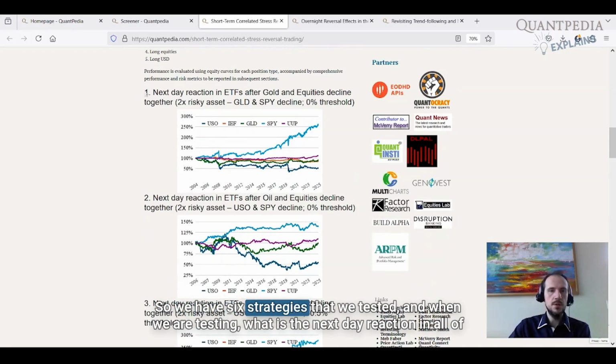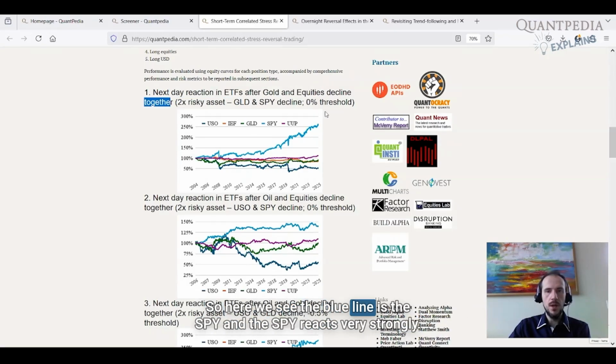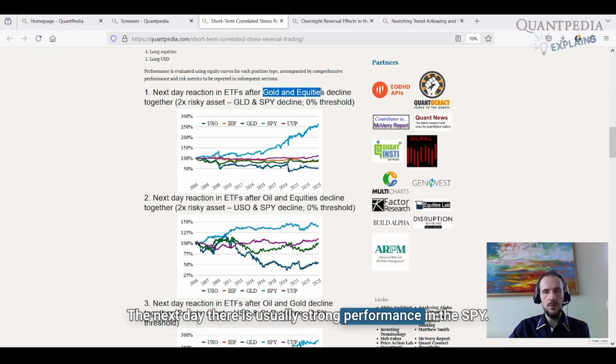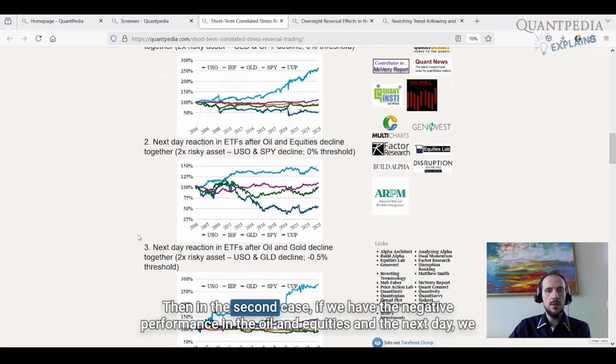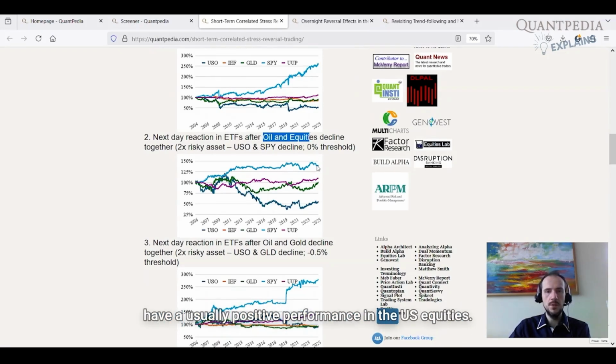So we have 6 strategies that we tested, and we are testing the next day reaction in all of the ETFs, so in oil, gold, SPY, dollar, etc., after gold and equities decline together. Here we see the blue line is the SPY, and the SPY reacts very strongly. If we have a decline in gold and equities one day, the next day there is usually strong performance in the SPY. In the second case, if we have negative performance in oil and equities, the next day we usually have positive performance in the US equities.